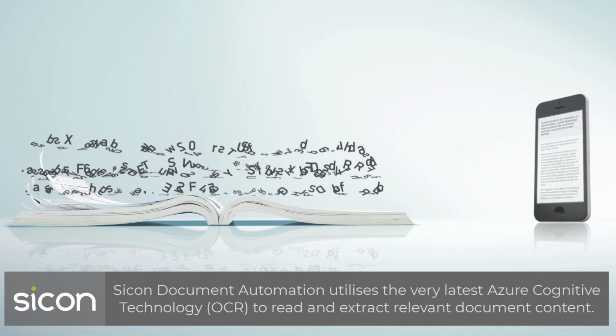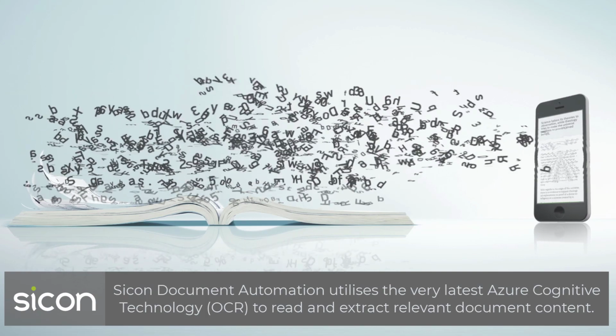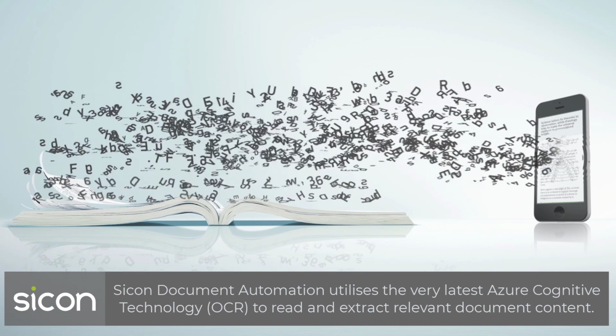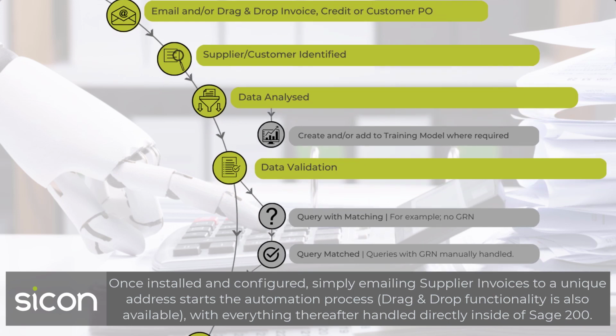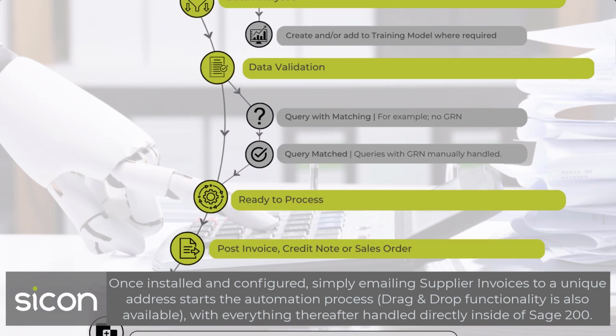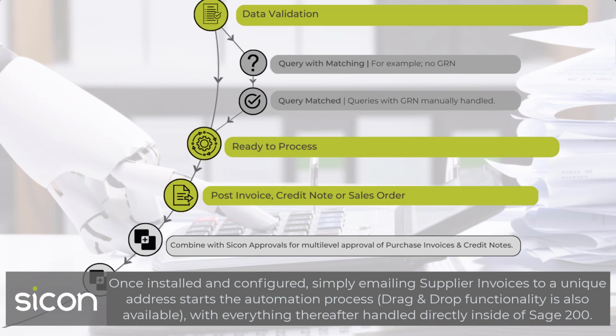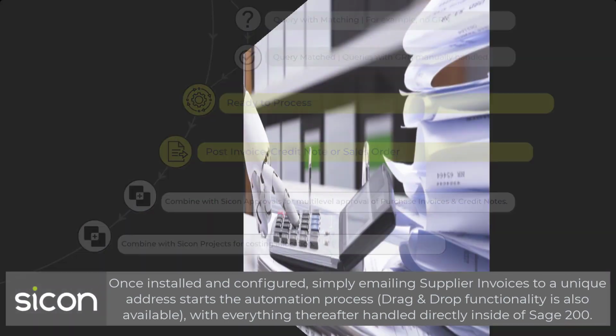Sicon Document Automation utilises the very latest Azure cognitive technology, OCR, to read and extract relevant document content. Once installed and configured, simply emailing supplier invoices to a unique address starts the automation process. Drag and drop functionality is also available, with everything thereafter handled directly inside of Sage 200.